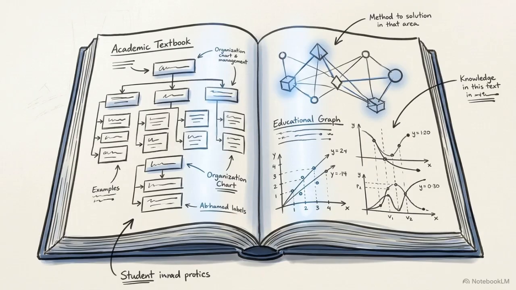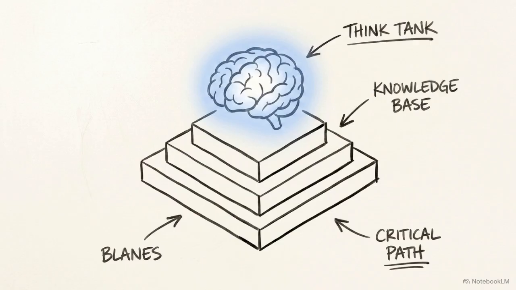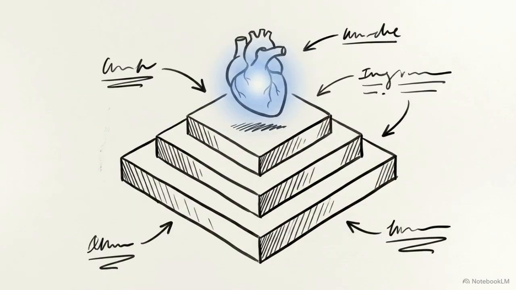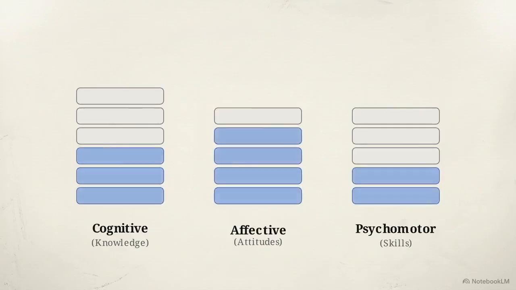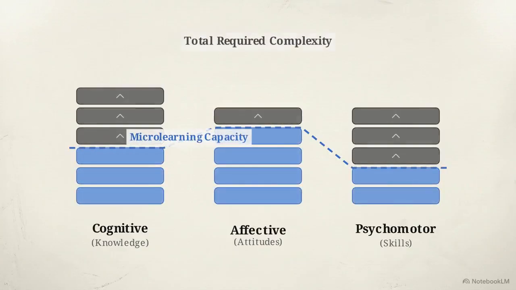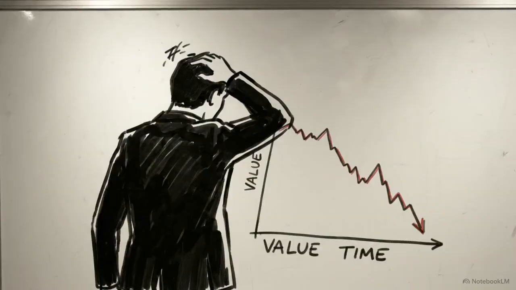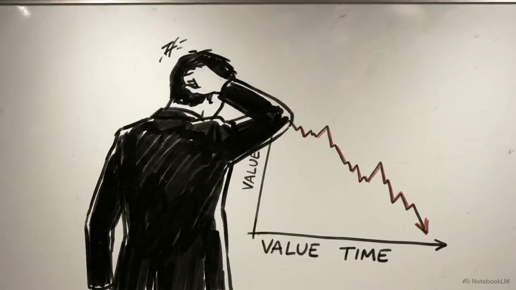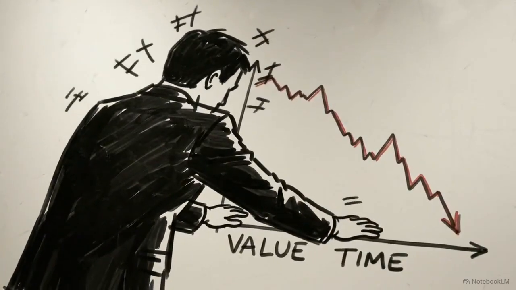Microlearning is highly effective, but its utility is strictly bounded by established learning taxonomies. Instructional design operates across 3 primary domains: the cognitive domain for knowledge, the affective domain for attitudes, and the psychomotor domain for skills. By mapping these taxonomies, we can identify exactly where microlearning structurally succeeds and where it breaks down. Understanding these absolute boundaries prevents organizations from wasting capital by deploying microlearning for complex tasks it cannot achieve.